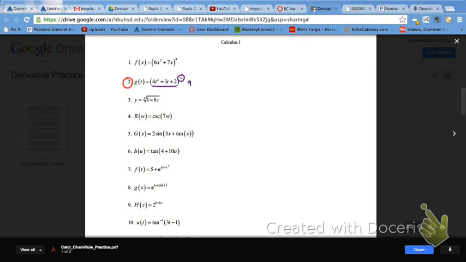So we have g prime of t. Let me do this first. G prime of t is equal to, we take the power and we bring it out in front. We multiply it by the inside, so the power multiplied by the something, and the something is 4t squared minus 3t plus 2. And then we have to subtract 1 from the power. So negative 2 minus 1 is negative 3.